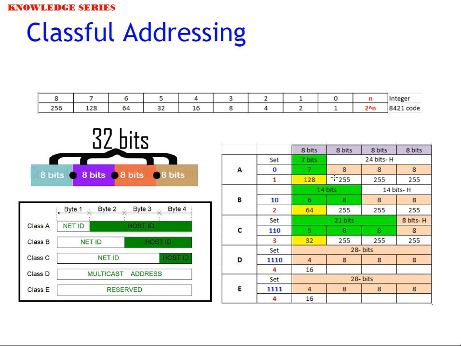Now coming to class B, you can see the net ID and host ID are equal, 2 bytes each. As you understood in the first scenario, where we consider 1 bit, in the second case, from the MSB we take the bits 1 and 0. These 2 bits denote class B. Of the 2 bytes, which is 16 bits, 14 bits remain here.